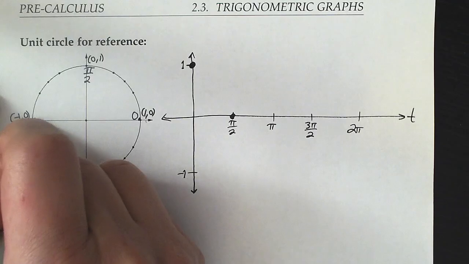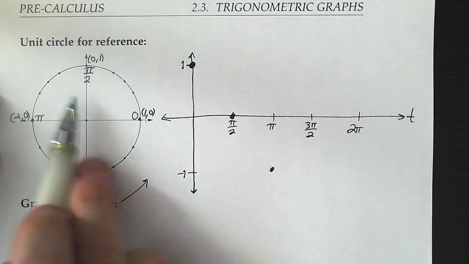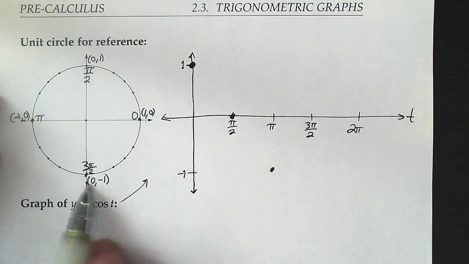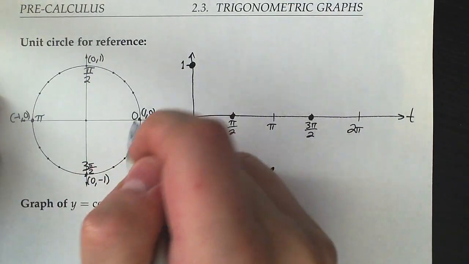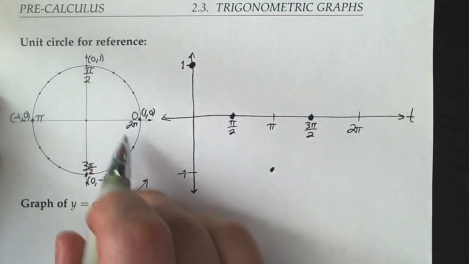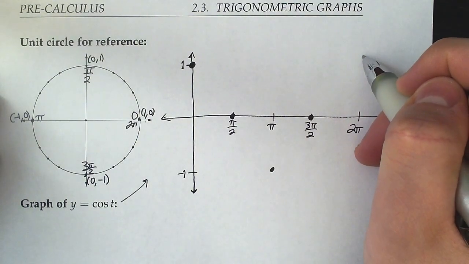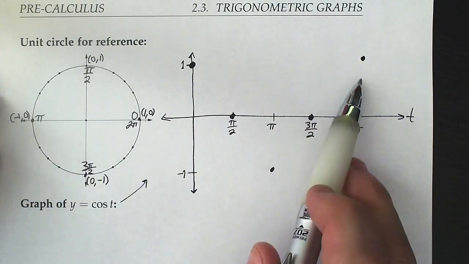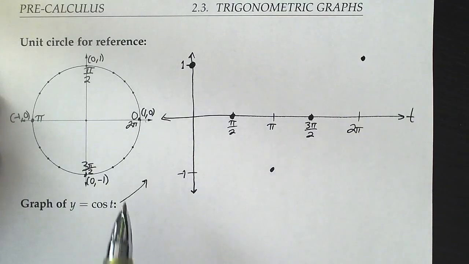Cosine of pi looks like it is -1, so we'll put a point there. Cosine of 3 pi over 2 is 0, so we'll put a point there. And cosine of 2 pi, 1 complete lap around the circle, cosine of that is 1, so we'll put a point at, looks like 2 pi comma 1. So those are 5 points, and it kind of almost looks like a V shape or a U shape.